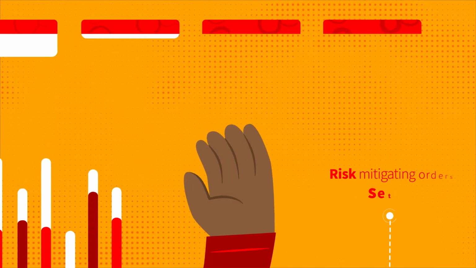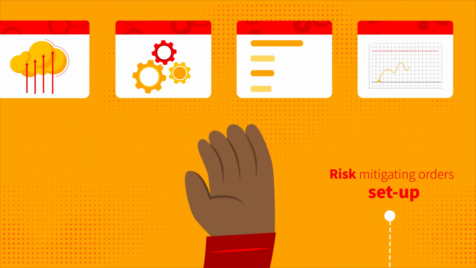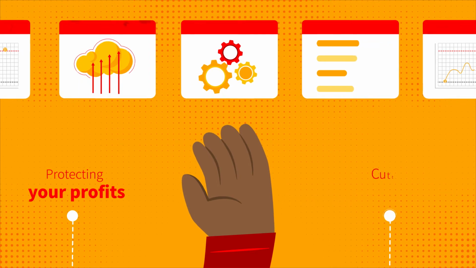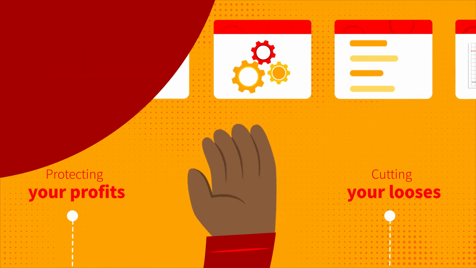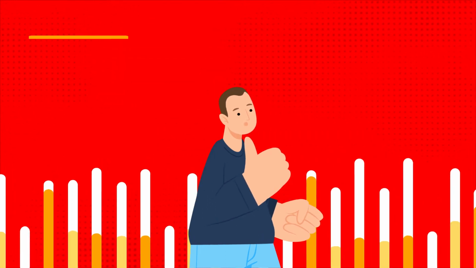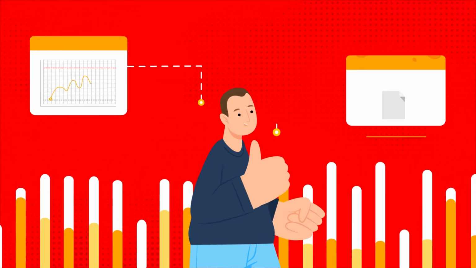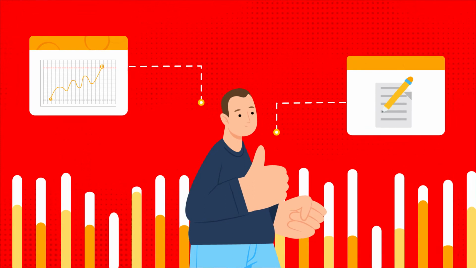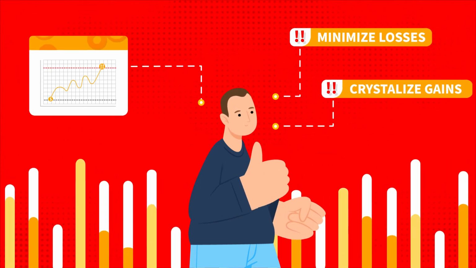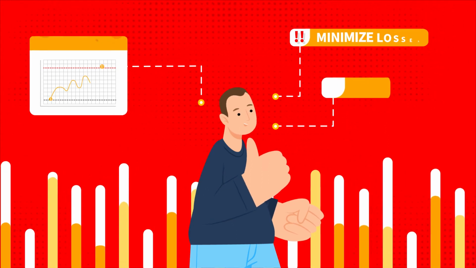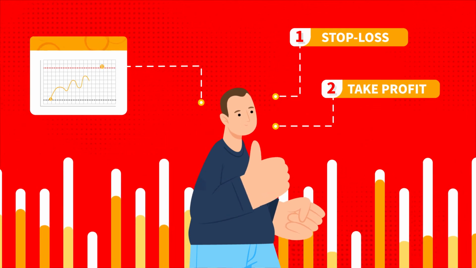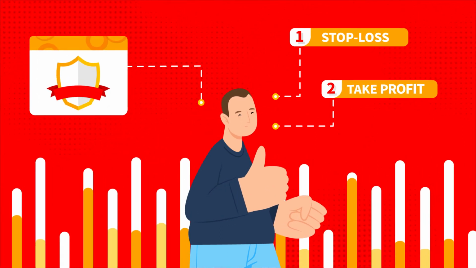the position. Having these risk mitigating orders set up can help remove the emotion from the trade while protecting profits and cutting losses quickly. Due to the many uncertain factors of the market, no matter if you're an experienced trader or novice, you cannot completely avoid the possibility of loss. Therefore, every trader should learn how to minimize losses and crystallize gains. Setting up a stop loss and take profit orders is one of the best ways of protecting yourself.